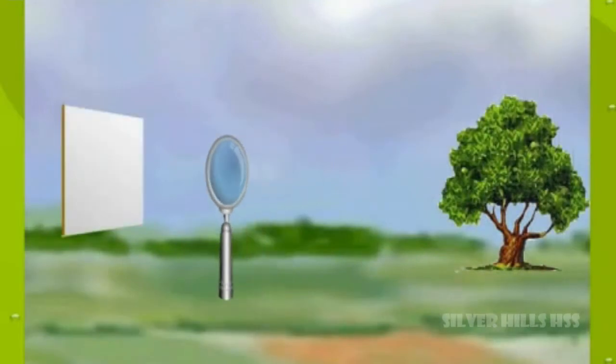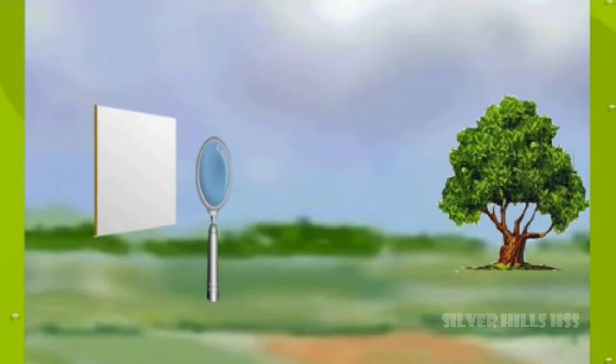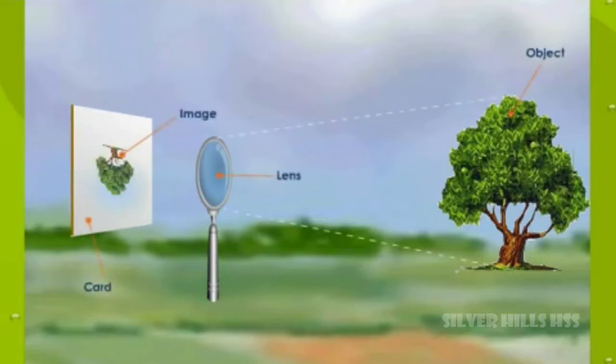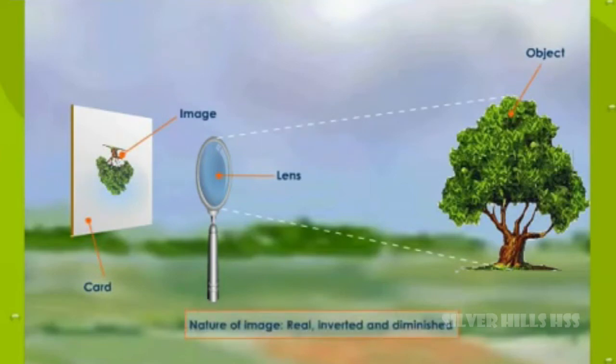Hold a card on the side of the lens away from the window and move it slowly back and forth until a sharp image of the scene outside is formed on the card. The image is inverted, small, and formed at the focus.